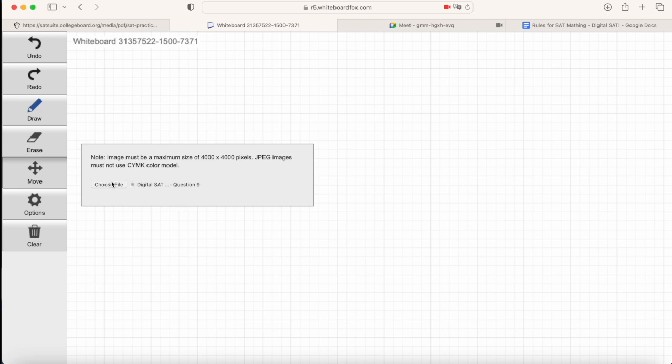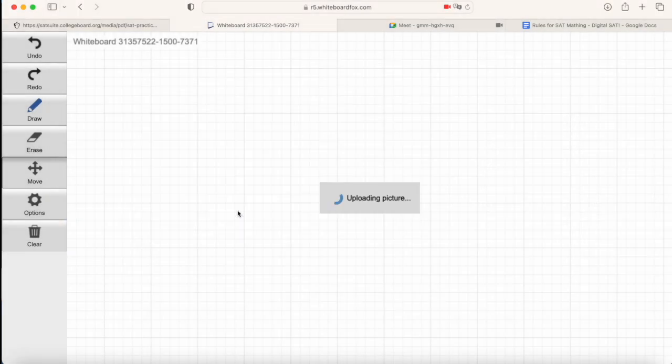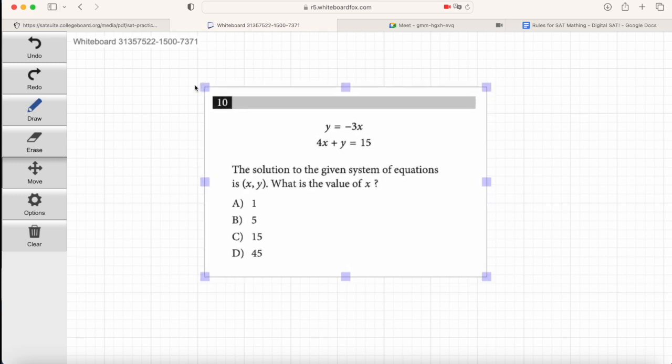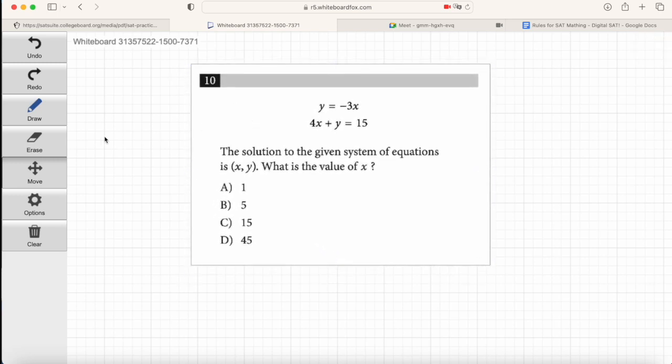Let's keep it rolling. Question number 10. Ooh, might be doing some algebra here. Go and read question number 10 for us, please. The solution to the system of equations y equals minus 3x and 4x plus y equals 15 is x, y. What is the value of x?